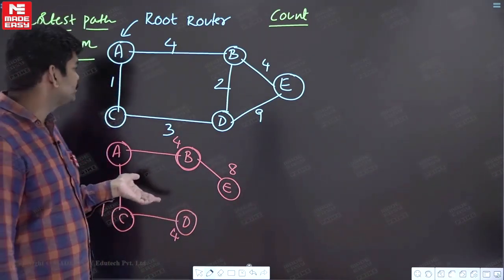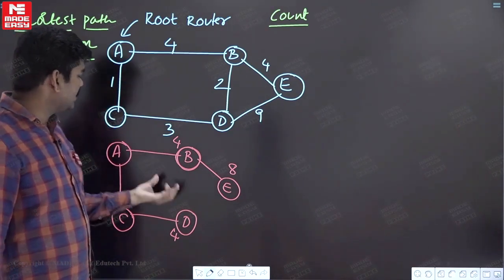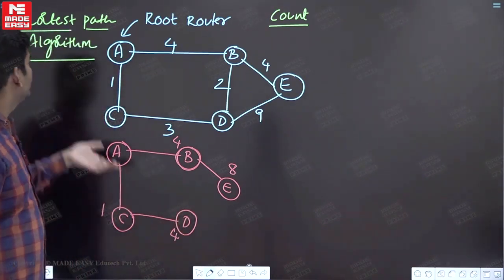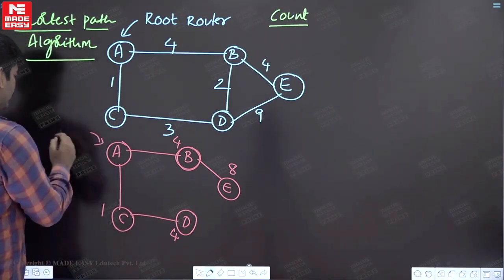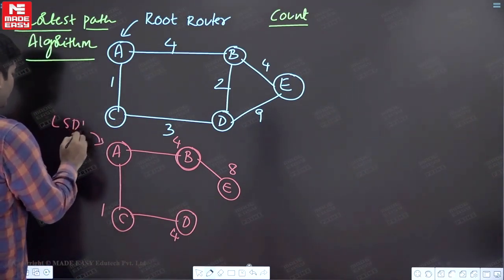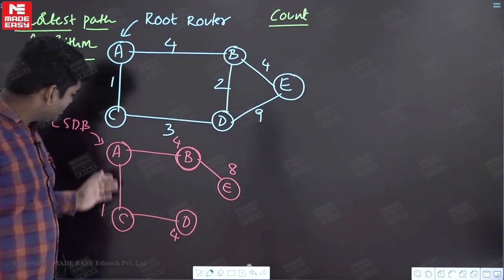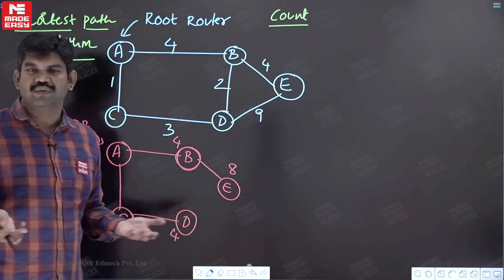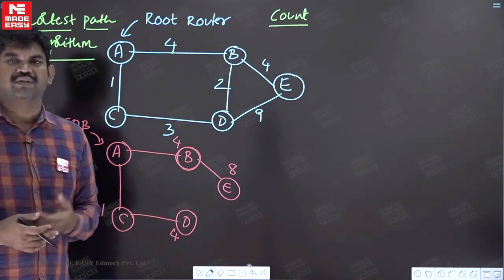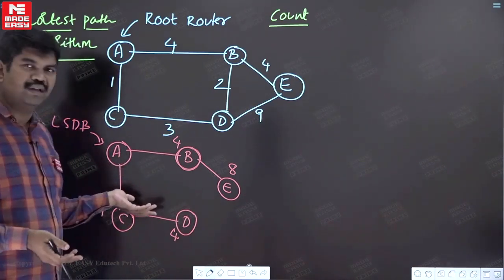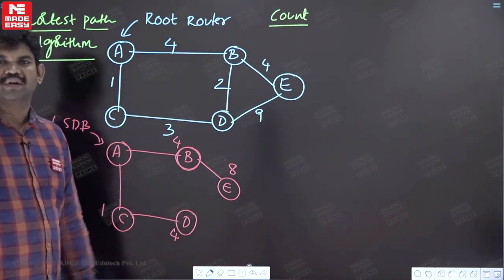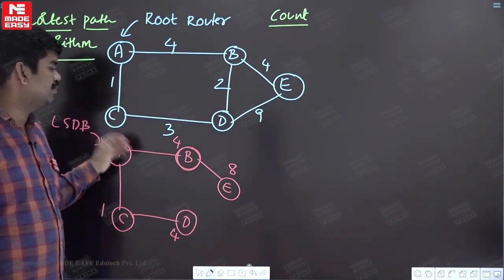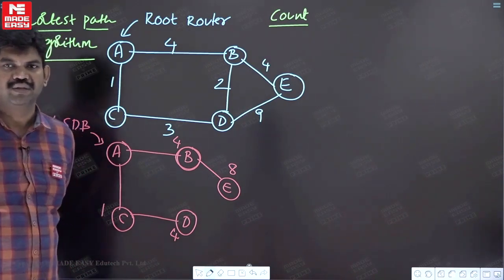Now what happens? This graph is converted into a tree using the shortest path algorithm, or Dijkstra's algorithm. Now if router A sends that LSDB packet using flooding, it will go to all the nodes and all nodes will be updated with the latest value, but there won't be any loop, cycle, or congestion problem because it is a tree. So that is the advantage of converting a graph into what? A tree. Understand? So this is one problem.